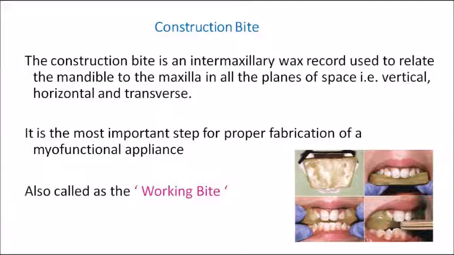Now the first and foremost important step after you decide which appliance you are giving, the first and foremost step in myofunctional treatment is the fabrication of your construction bite. So construction bite is nothing but an intermaxillary record, that is to relate the mandible to the maxilla in all planes, that is your horizontal, vertical and your transverse plane. So that is an intermaxillary record, and it is the most important step for the fabrication of a myofunctional appliance. This construction bite is also known by the name working bite.